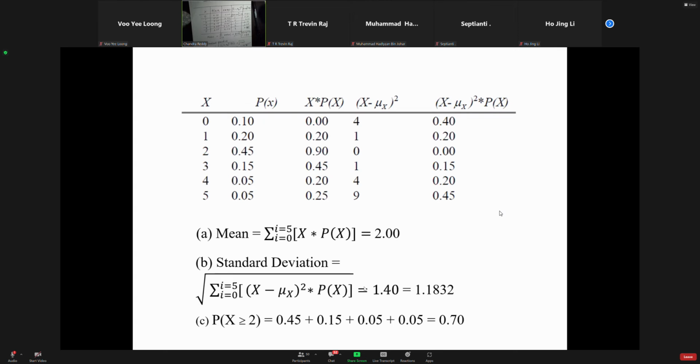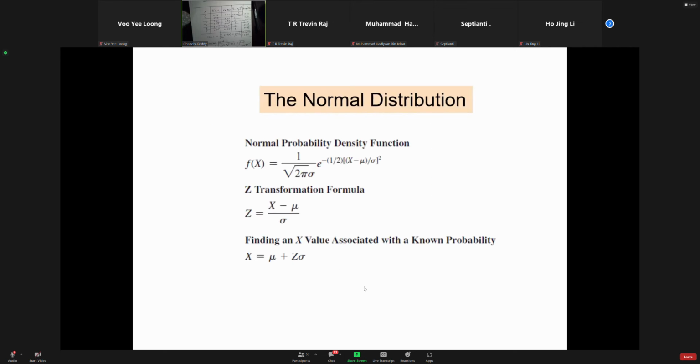All right, so after the discrete probability distributions, we can go to normal distributions. In the normal distribution, the basic formula is mathematically written like this, but this formula will not be used at all. For any calculation, this formula is not required.